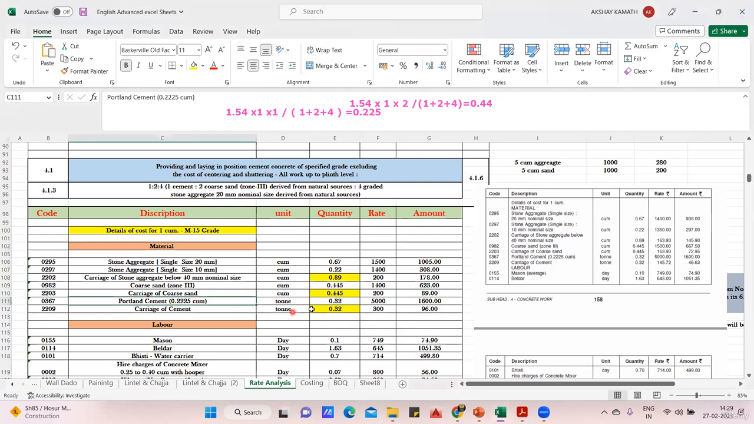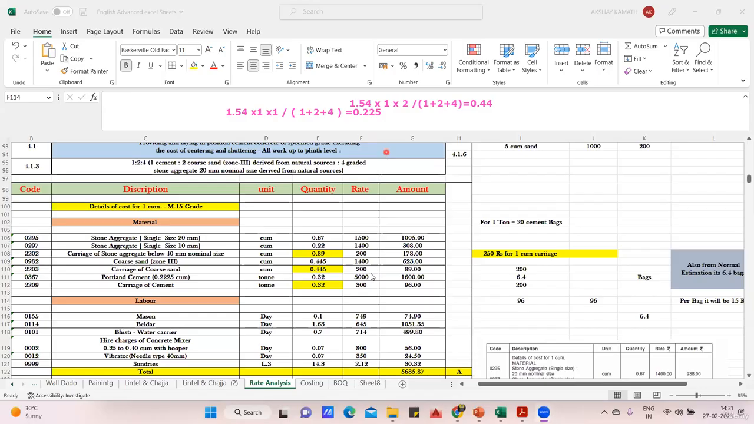Okay, fine. But you are writing in tons. So for tons, it will be 0.32 here. Okay, 0.32 is what they have written. So this is 0.32 ton. And now come to the rate. The rate they have put is for ton. So how do you take this for ton?